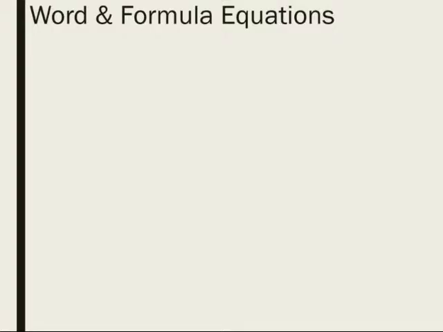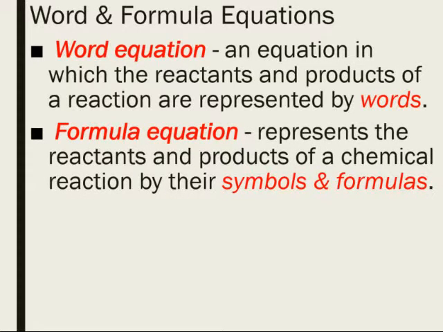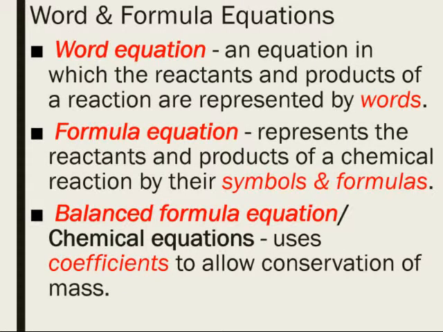We're going to talk about word and formula equations. The word equation is an equation in which the reactants and products of a reaction are represented by words. Formula equation represents the reactants and products of a chemical reaction by their symbols and formulas. And then there's what we call a chemical equation, which essentially is the balanced formula equation. That's the big difference between a chemical equation and a formula equation, that a chemical equation is balanced. We use coefficients to demonstrate that the law of conservation of mass has been satisfied.